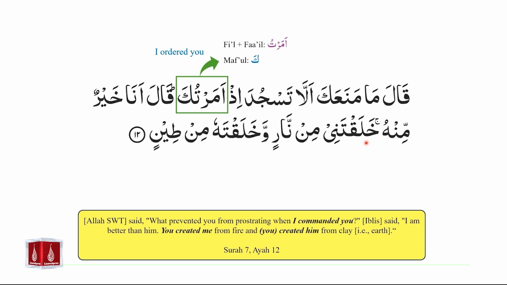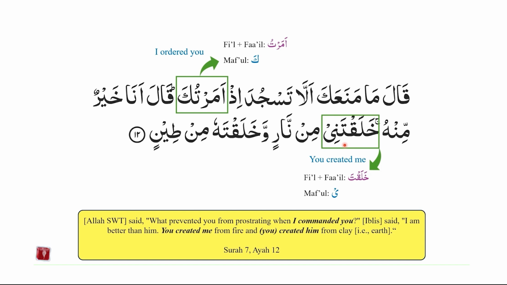Next we see khalaqtani. Khalaqtani again is a combination of khalaqta and ya. Khalaqta is the combination of fi'il and fa'il. Khalaqta can literally be translated as you created, and ya is used for singular and masculine in the first person. So taken together we have khalaqta plus ya, and we have noon wiqaya coming in between the two to make khalaqtani, and khalaqtani can be translated as you created me.